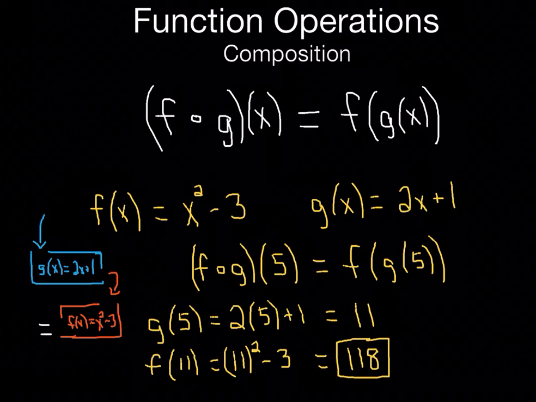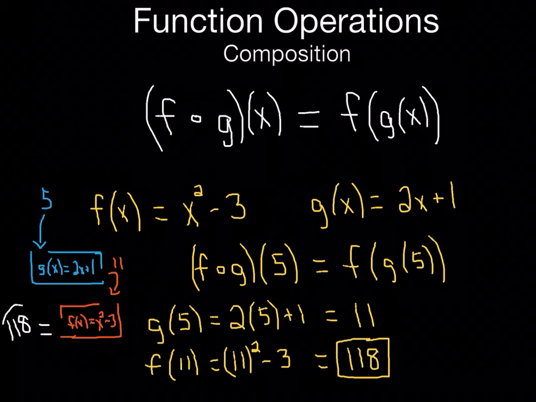Think of it kind of like this over here on the side. They have these little boxes. Let's say that we're doing g of 5. So you're putting a 5 into the g of x function, and it comes out, 2 times 5 is 10. 10 plus 1 is 11. It comes out as 11. And then you plug the 11 into the f of x, x squared minus 3, and that gives you 118.